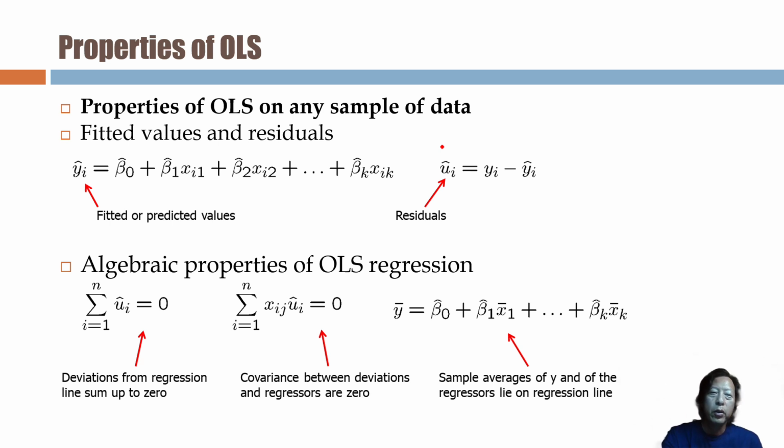And properties of the OLS on any sample of the data. Fitted value, I already wrote down this one. So this is what we call the fitted value, or estimated predicted value, using this formula, because this is our estimate of beta 0, beta 1, and so on. And residual will be calculated by this one, and we already saw the formula, right?